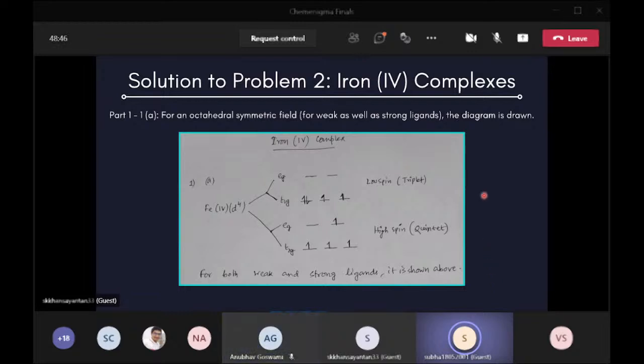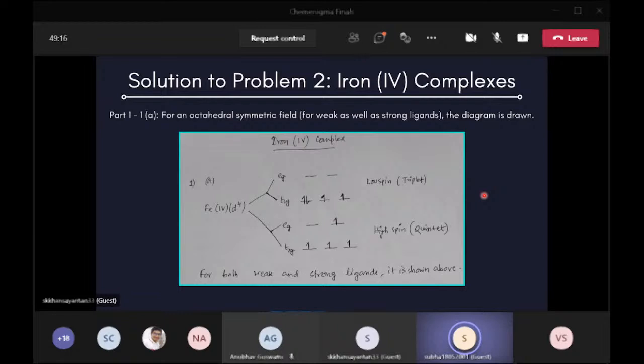Okay. In the first question, we were asked to determine the crystal field splitting in the case of strong and weak field ligands in an octahedral symmetrical environment. In the case of weak field ligands, we could have a low spin or the triplet state where the T2G would have all the electrons, maybe paired or unpaired also, but the EG will not have.